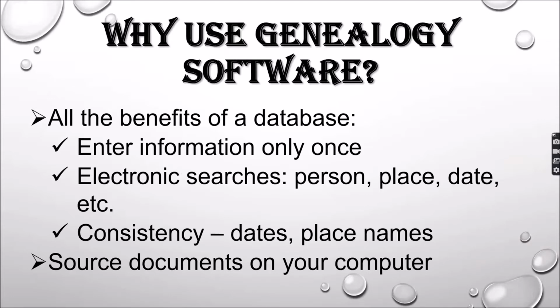So genealogy software basically is a database that's designed for genealogy. So you enter the information only once. You can do electronic searches for persons, places, dates. You can do a search for everybody who died in November of 1968 if you want. As long as the data is in there, you can search it. You can use consistency for dates, place names, and names. The only thing that Family Tree Maker does that I don't like, that I refuse to do, is I like my nicknames in quotes with the name, and they don't like that.